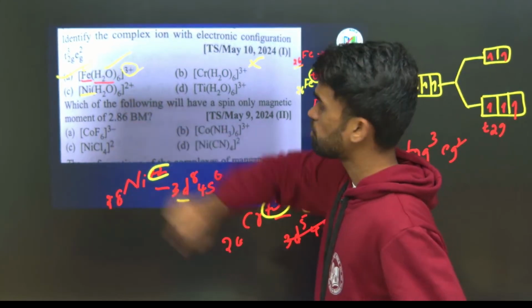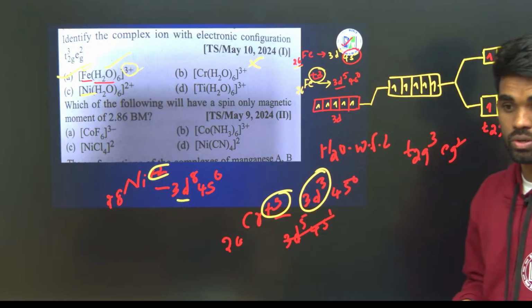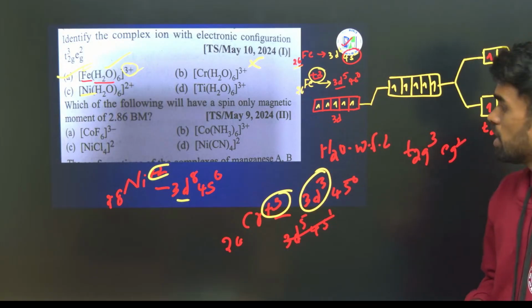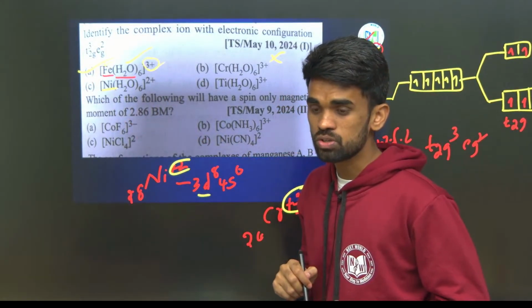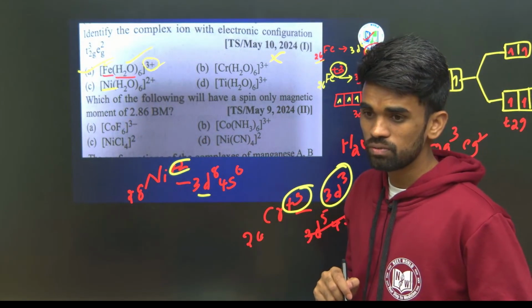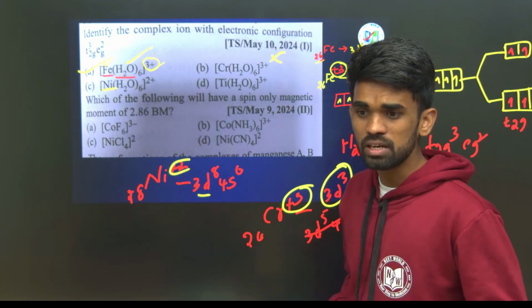Again we have a weak field ligand. So 8 means 5, then over next 6th, 7th, 8th. It becomes T2G6 EG2. But we required only T2G3 EG2. So which is the perfect answer? Only the first one. No other options are having the same configuration.